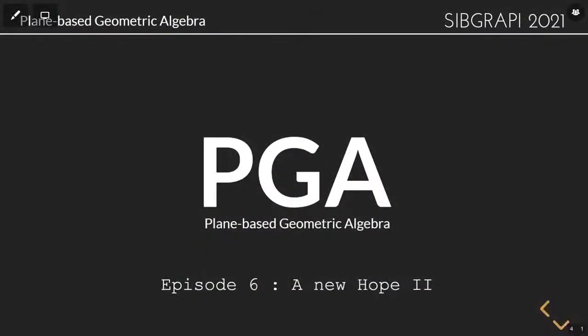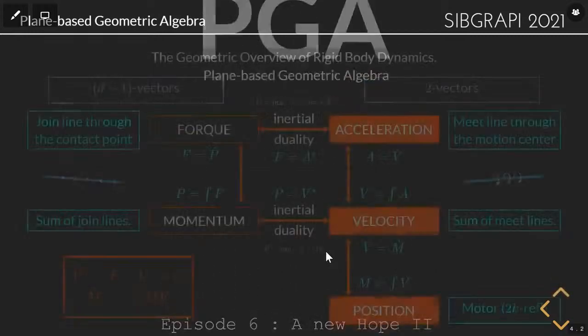Hello and welcome to episode 6, A New Hope 2 from the SIBGRAPI 2021 course on plane-based geometric algebra. My name is still Steven, and in this programming episode, we will be implementing the rigid body dynamics engine that we've been talking about before.